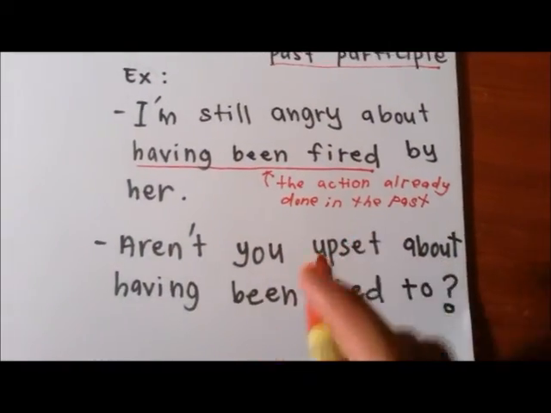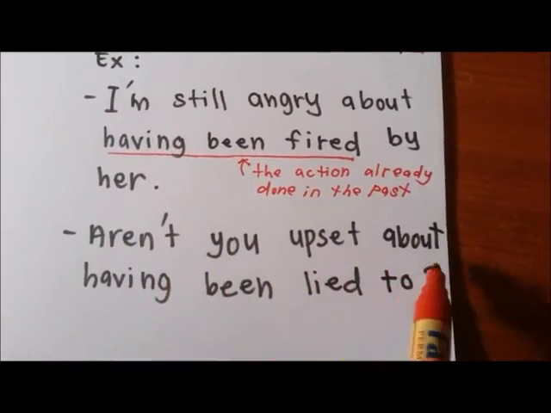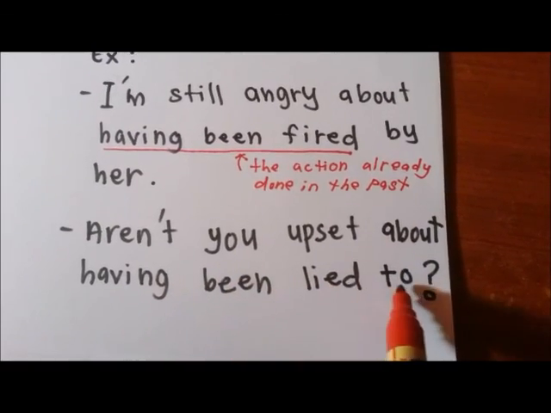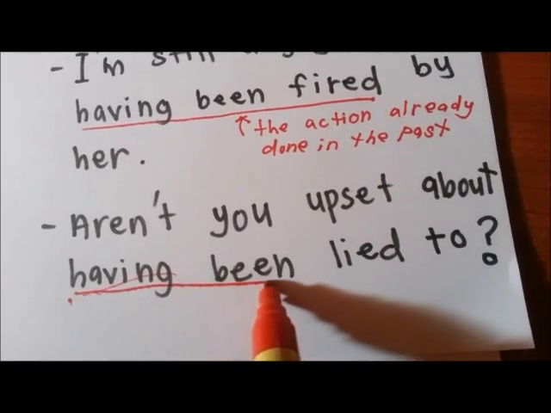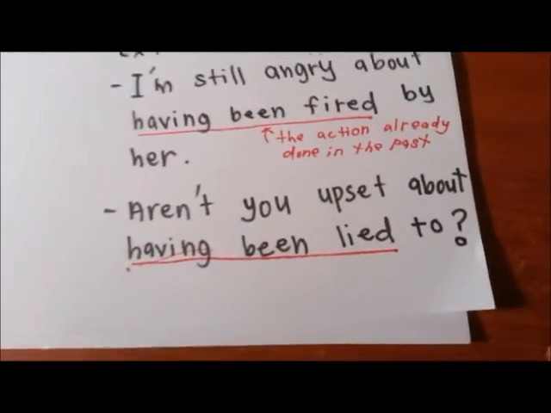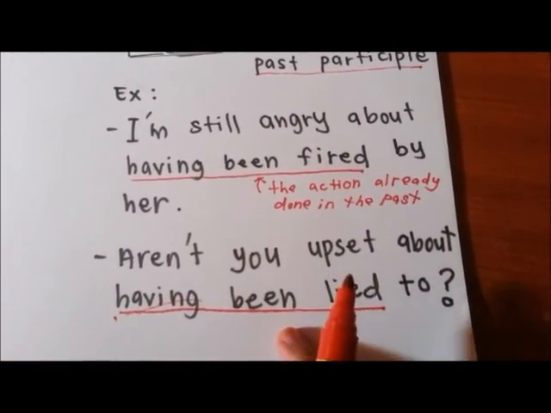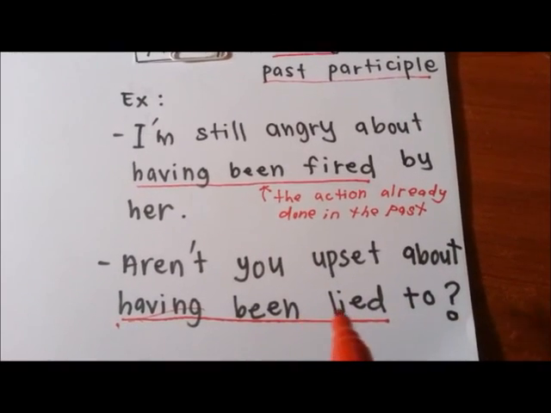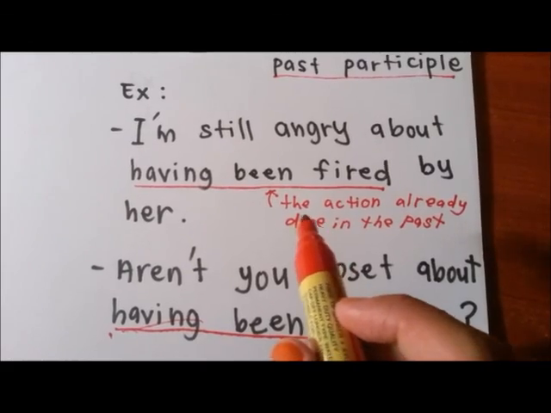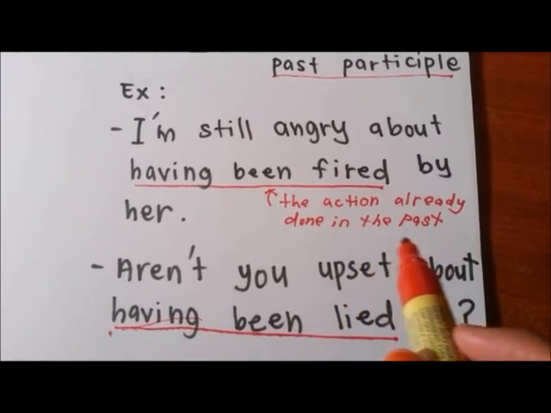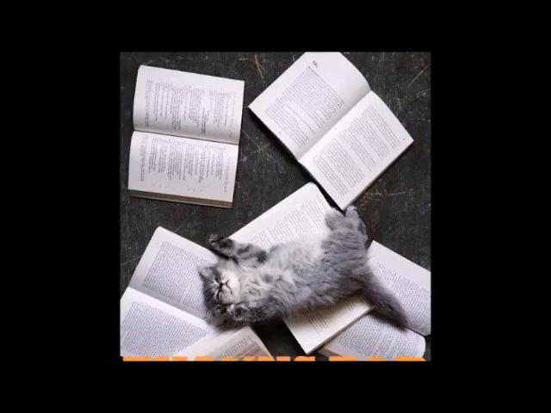Okay, let's take a look into the second example. Aren't you upset about having been lied to? Here, "having been lied to" is the gerund. It's using the passive past because the action was already done in the past. The person has already been lied to.